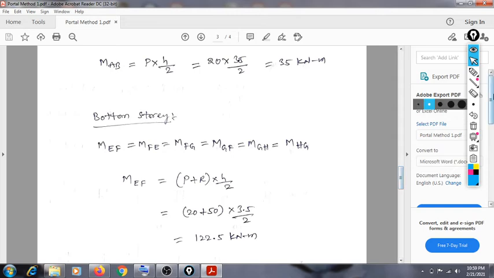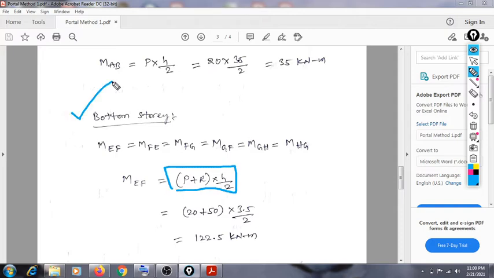And because you are going with the horizontal forces, you have to consider P plus R into H by 2 while going for the bottom story. While going for the bottom story calculation, please consider P plus R into H by 2. Then you will be getting the correct answer. Right?